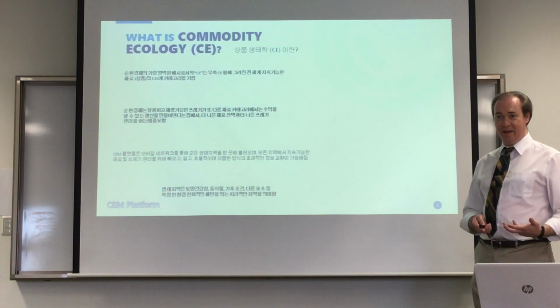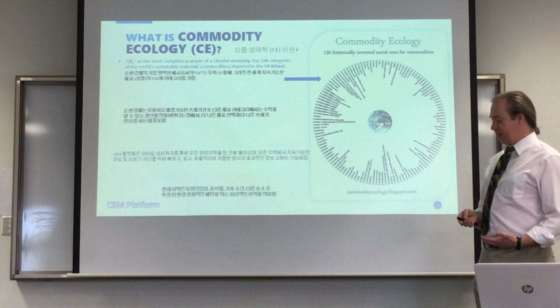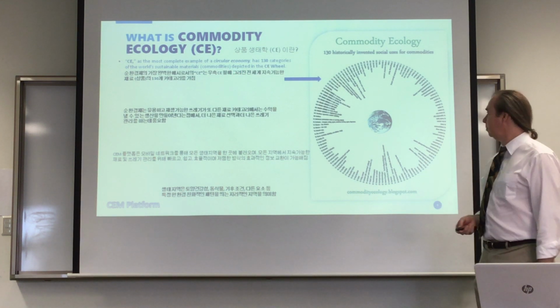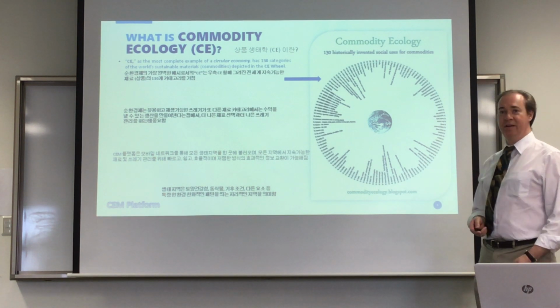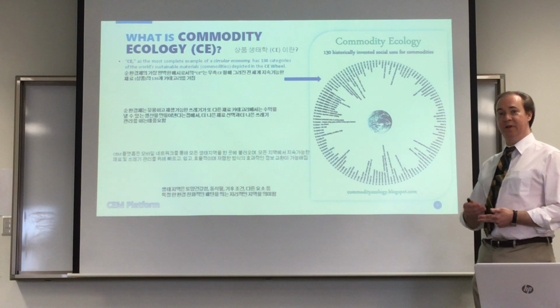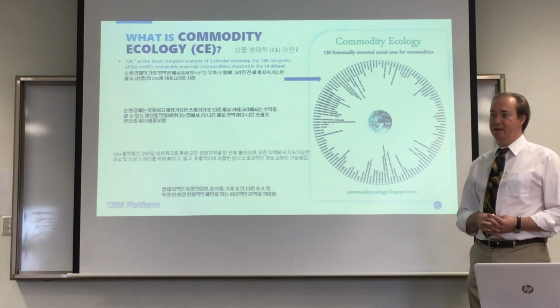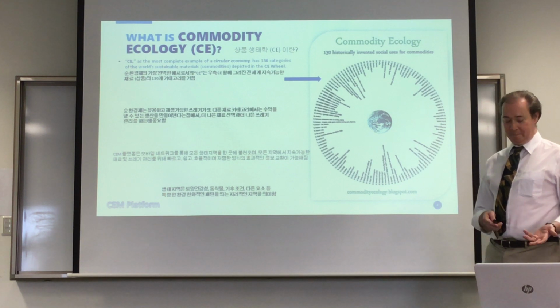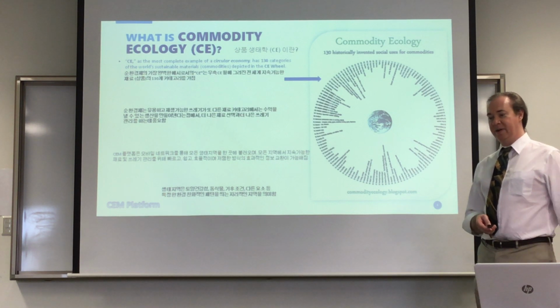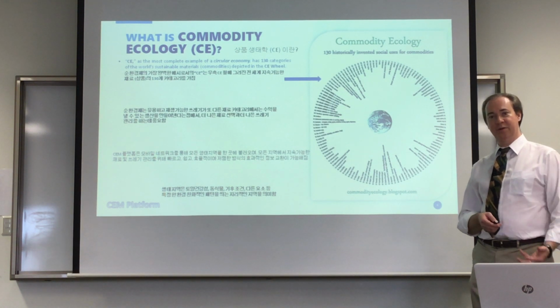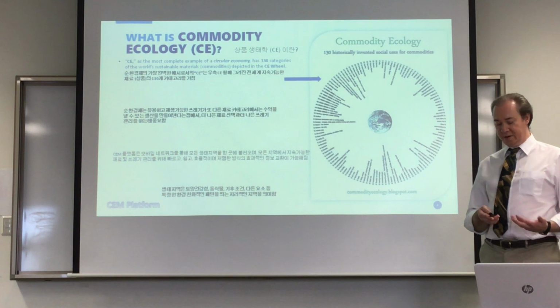And what is commodity ecology? It is the most complete example of a circular economy with 130 categories of the world's sustainable materials, commodities, depicted in the CE wheel, or Commodity Ecology Wheel. And what are some of the categories here? Textiles, dyes and colorants, building materials of over 15 different kinds, semiconductors, non-conductors, superconductors, you name it. These are all social categories that have been historically invented over world history, and particularly in the last 200 years, a lot of additional categories have been invented in our more industrialized society.